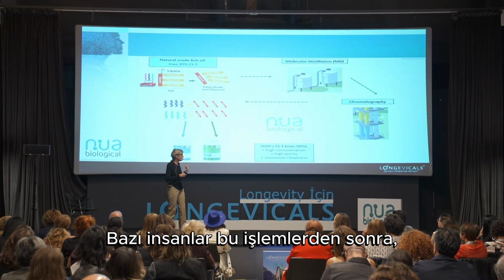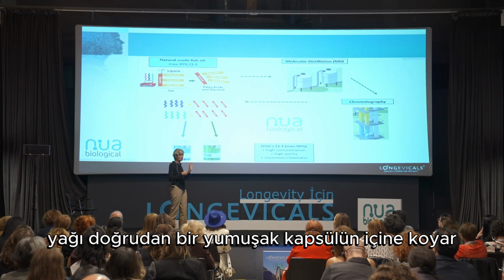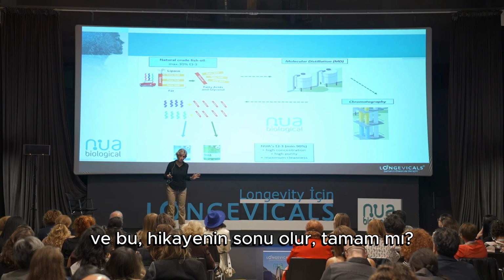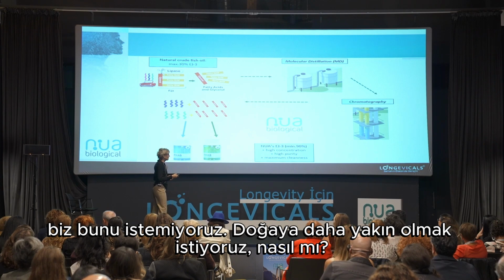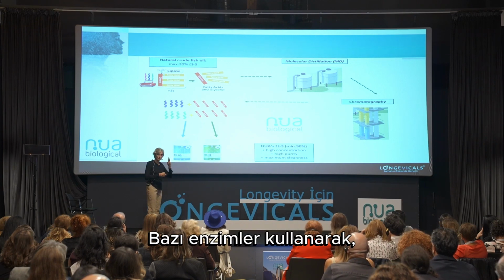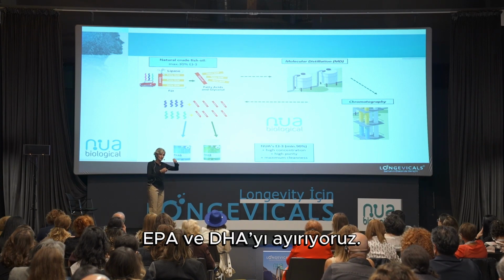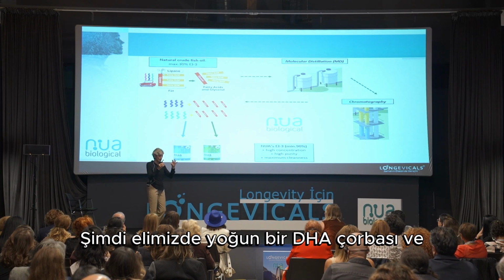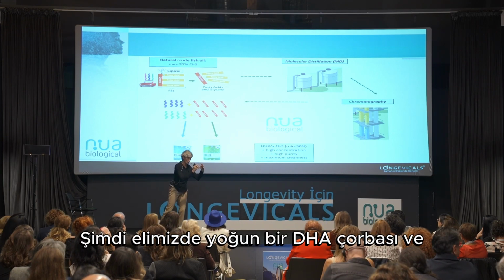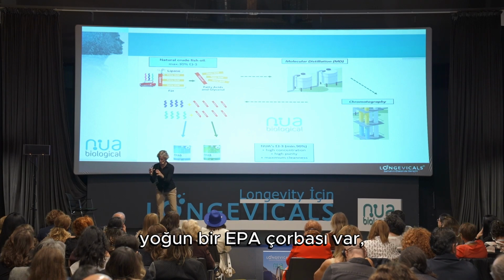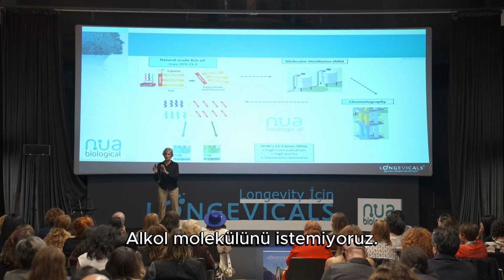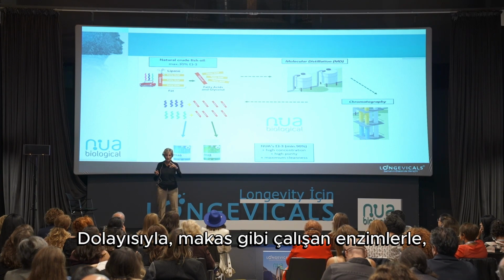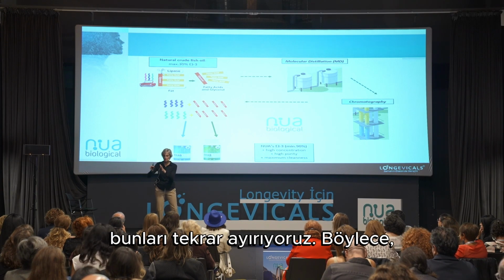So some people decide after this just to put the oil inside a soft gel, and that's the end of the story, okay? But in NUA, we don't want that. We want to be close to nature. How? We separate with some enzymes EPA and DHA, so now we have a concentrated soup of DHA and a concentrated soup of EPA, but they still are linked to that alcohol molecule. I don't want the alcohol molecule. So with some enzymes, which are like scissors, we separate them again.